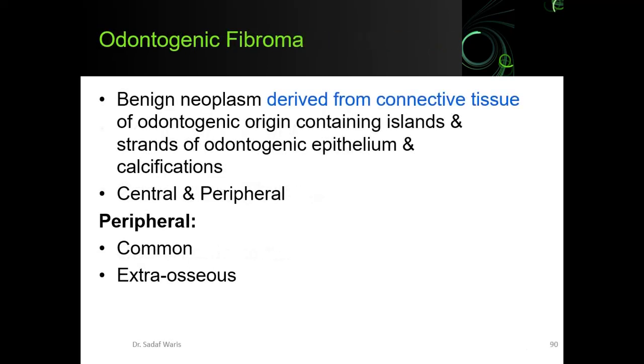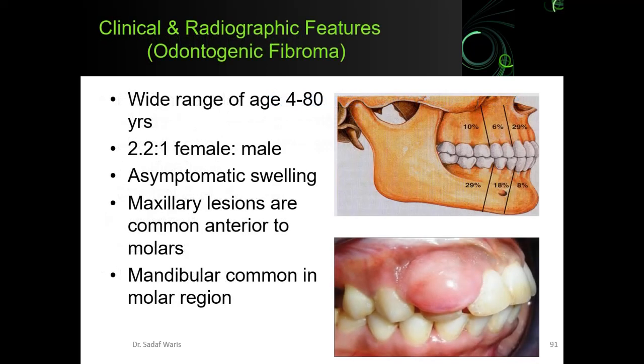Odontogenic fibromas are benign tumors which are derived from the connective tissue of odontogenic tissue. These may contain islands and some strands of inactive-appearing odontogenic epithelium and some calcification. There are two variants of odontogenic fibroma. One is the central, which arises within the bone, and the other is peripheral, which is located in an extraosseous location. Peripheral odontogenic fibromas arise within the soft tissues of tooth-bearing areas. The peripheral ones are common as compared to the central ones.